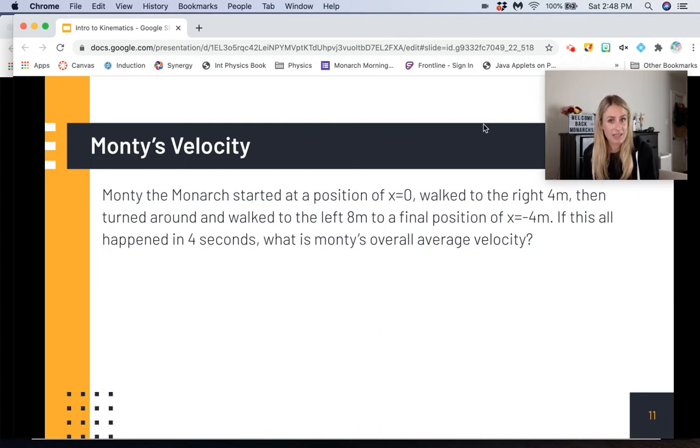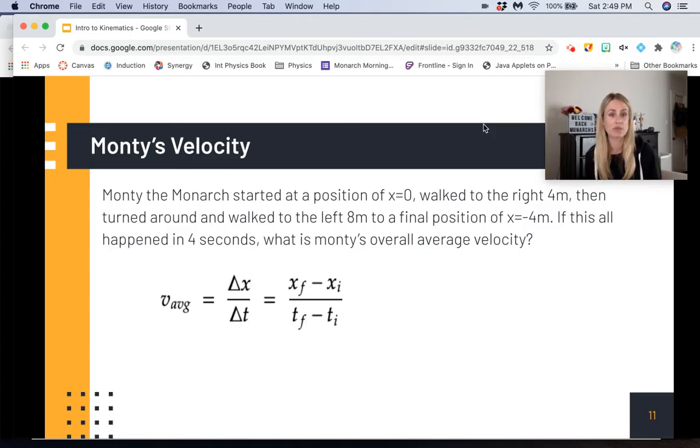So remember, when we're finding velocity, it's displacement divided by time. And displacement, the only thing that matters are the final and initial positions. So our average velocity is equal to displacement divided by time. So displacement was our final position minus our initial position, divided by our change in time. So our final position was negative 4 meters, because it's to the left of that origin, and then divided by a time of 4 seconds. So we get negative 4 meters divided by 4 seconds, and we get an average velocity for Monty of negative 1 meters per second.